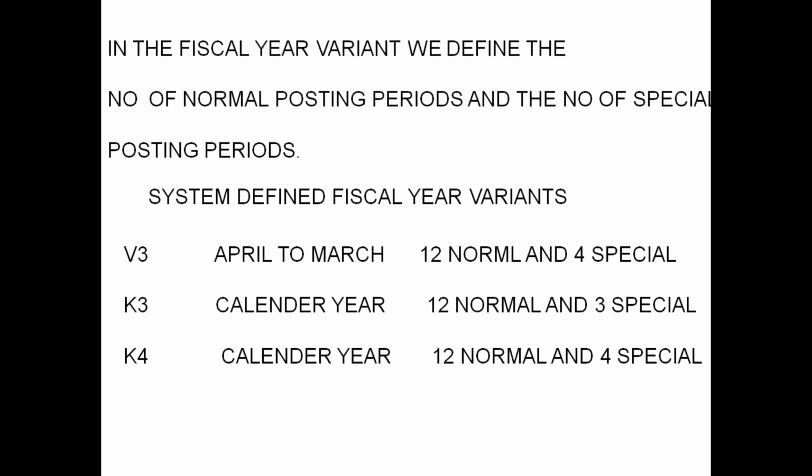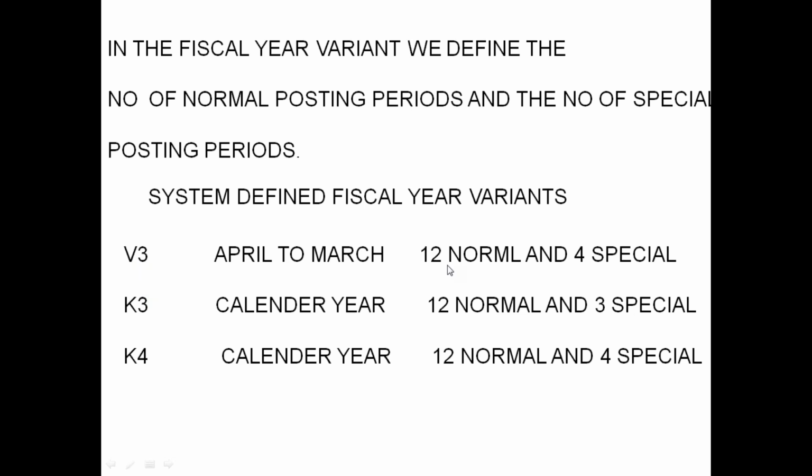Okay. So a question: what will you understand by the definition of variant according to SAP? You can see we have the variants V3, K3, K4. If you compare the variant V3 with K3, it is not matching. And if you compare K3 with K4, or K4 with V3, all three variants are different from one another in some way.